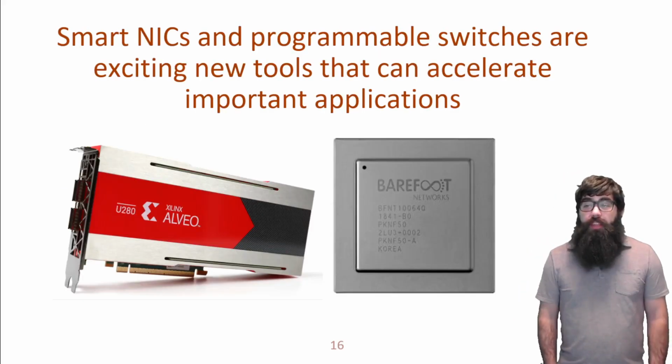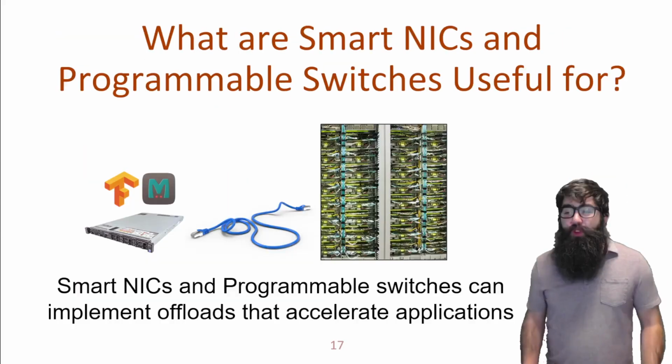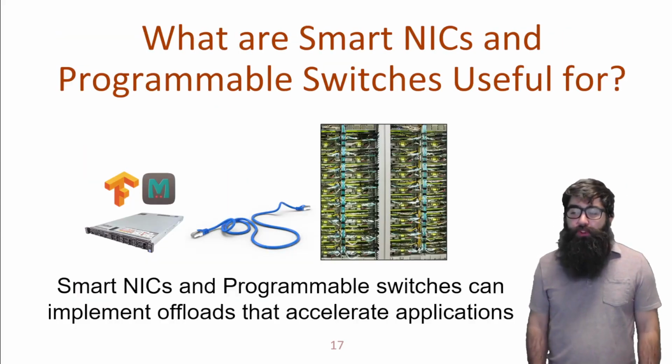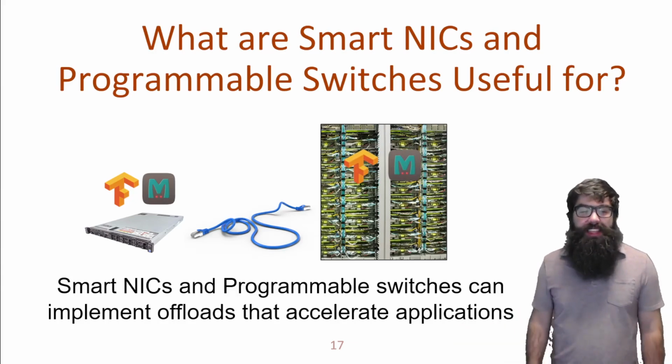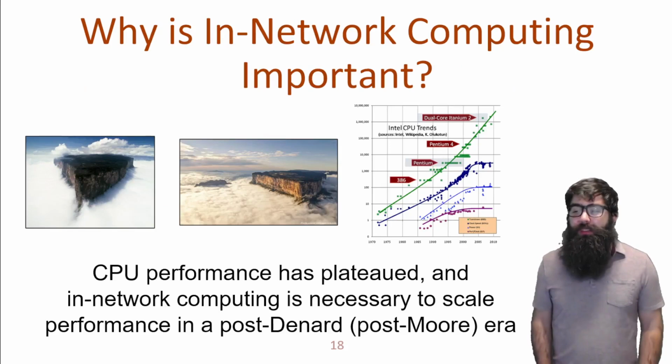Specifically, I recently acquired a Xilinx Alveo SmartNIC and a Barefoot Tofino switch. I've been trying to use these devices to accelerate distributed systems. What am I really trying to do with a SmartNIC and programmable switch? What I'm going to do is I'm going to take applications like Memcached and TensorFlow, and I'm going to run parts of them inside the network. And the reason that I want to do this is that CPU performance has plateaued.